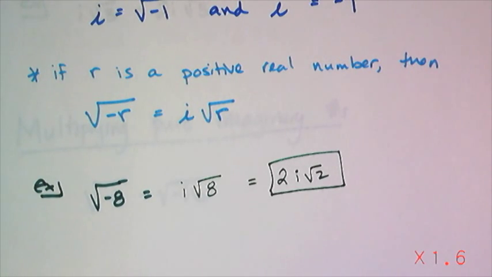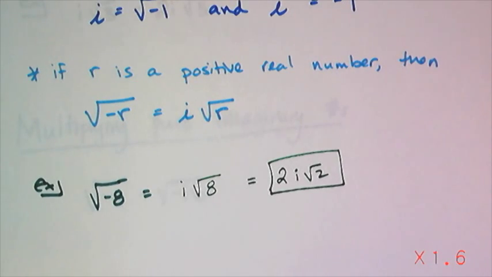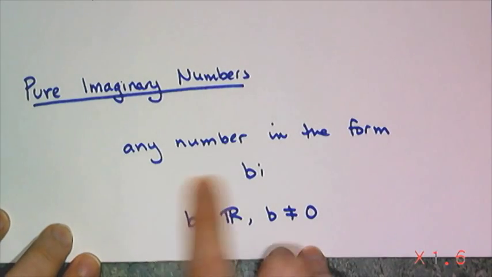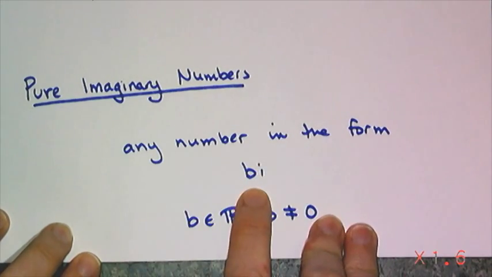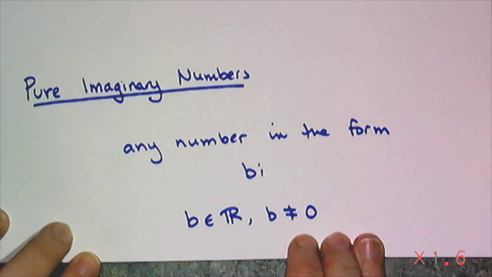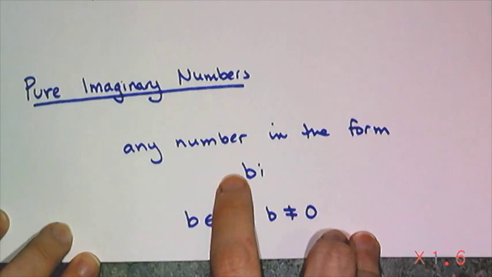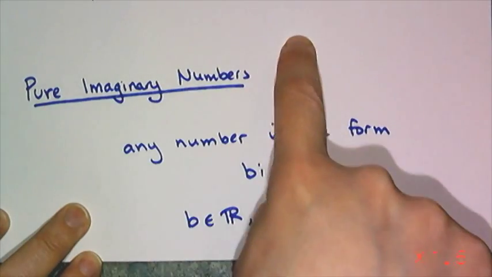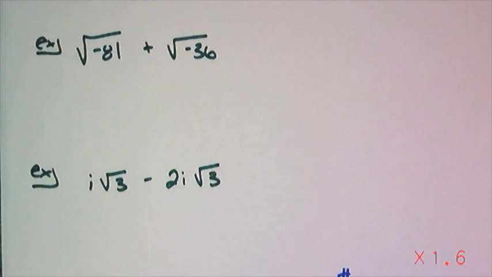Now, the square root of -8 is an example of something that we call a pure imaginary number. So a pure imaginary number is any number in the form bi, where b is an element of the real numbers and b is not equal to 0. So real number times i, pure imaginary. So I can take purely imaginary numbers and then perform operations on them.